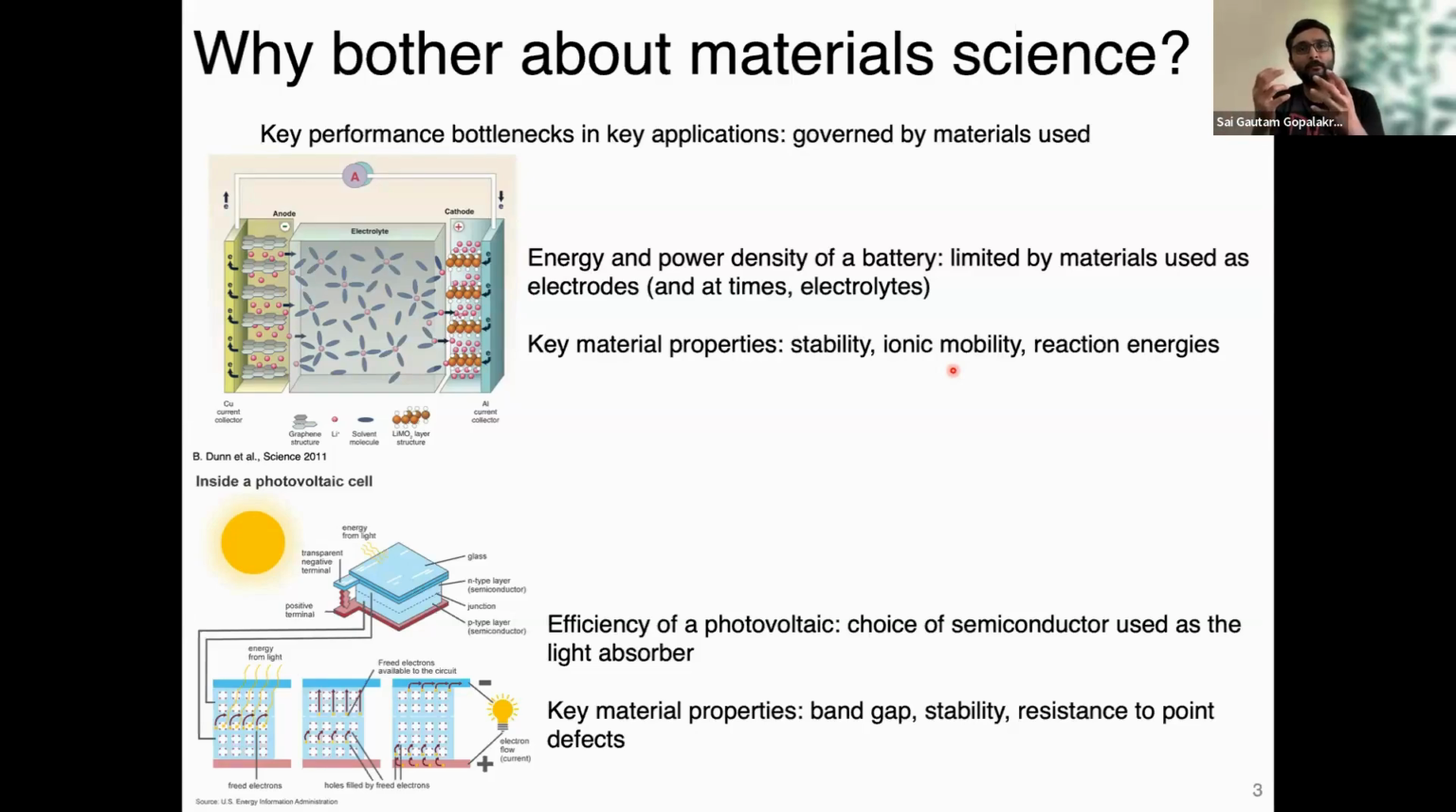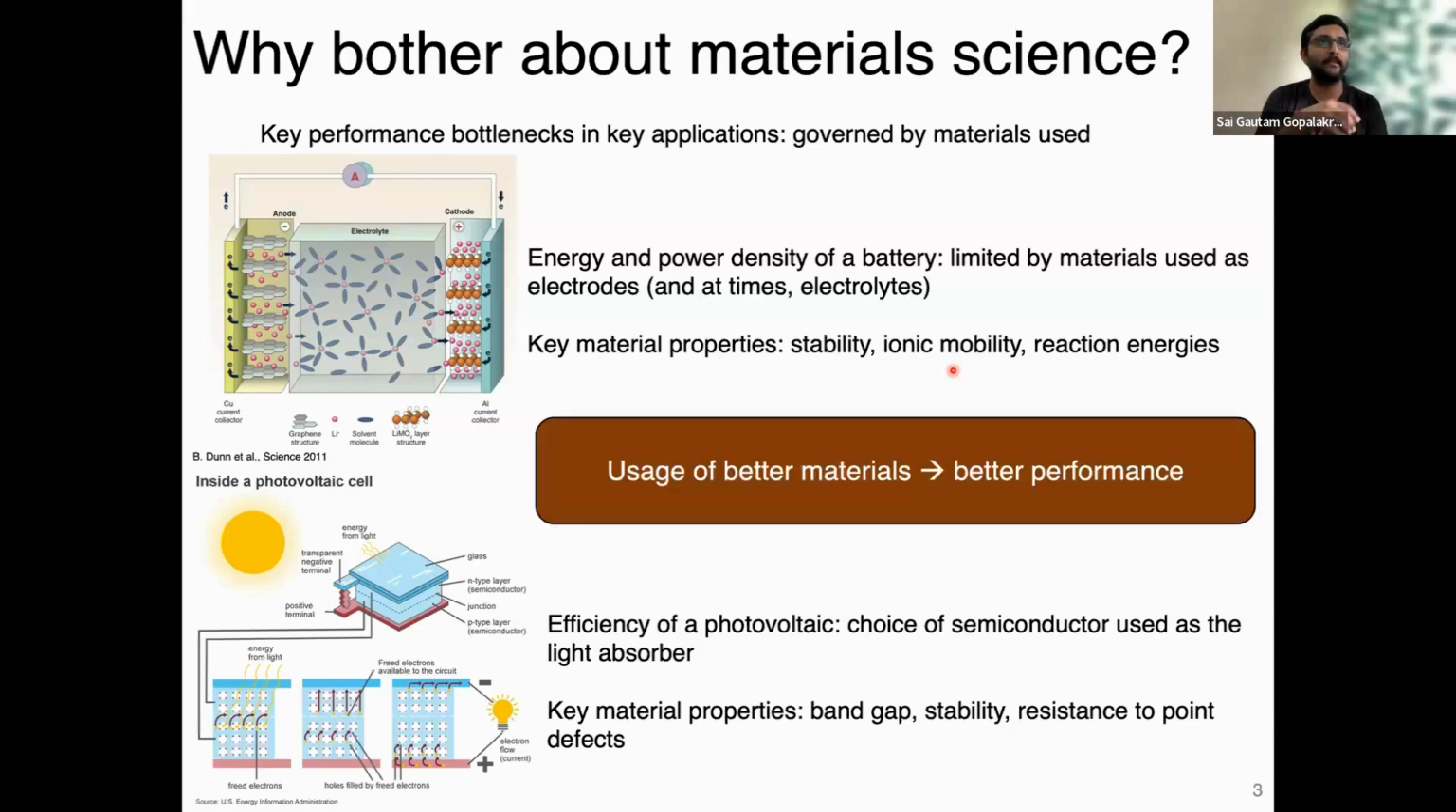So even in a photovoltaic, the performance of that photovoltaic device is really dependent on the kind of semiconductor you use and its specific properties. So materials are crucial in any technology or application or device that you already have or that you develop in the near future. And the key message here is, if you use better materials, you almost always tend to get better performance in whatever device or application that you're using, right? So that's why material science is quite important.